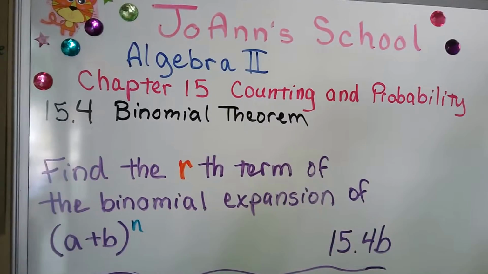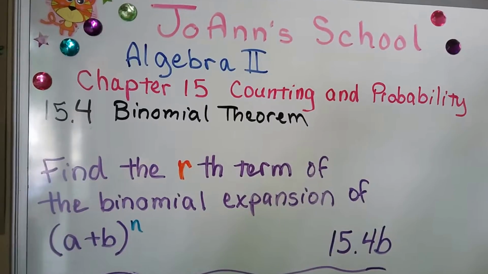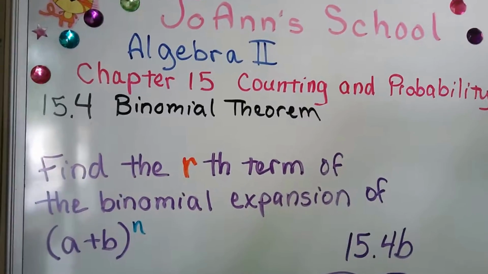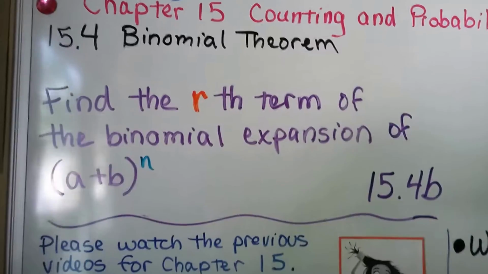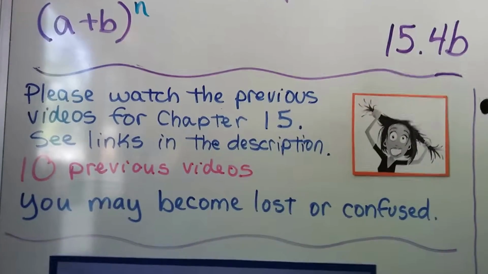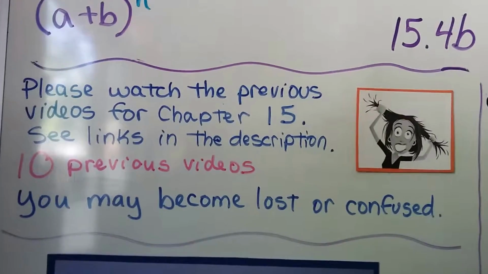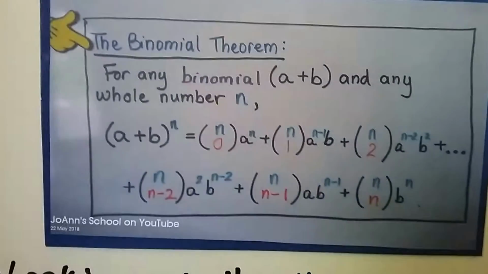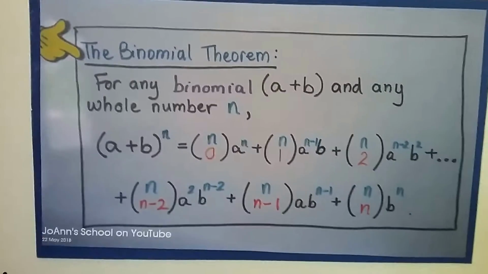We're going to find the rth term of the binomial expansion of a plus b to the nth. This is 15.4b. If you haven't seen 15.4a, you might become confused, and there's a link to it in the description along with the other previous videos for chapter 15. So here's the binomial theorem from our previous video. You should be familiar with this.